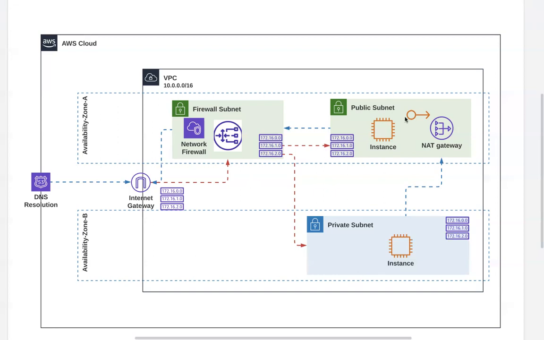private subnet kind of architecture, but I have a specific subnet dedicated to the network firewall. And I have four route tables in play: one route table with an edge association of the internet gateway, one route table associated with the private subnet, one route table associated with the public subnet, and one route table associated with the firewall subnet.